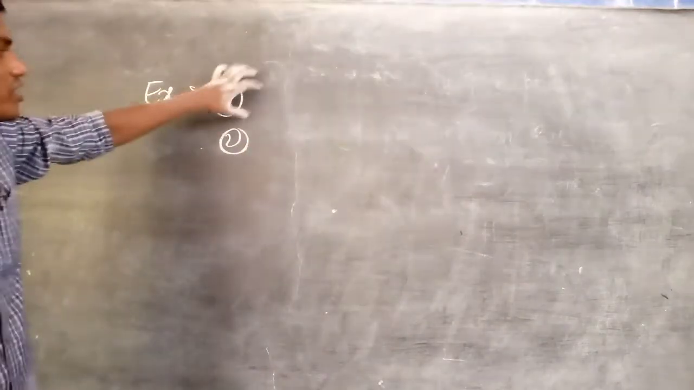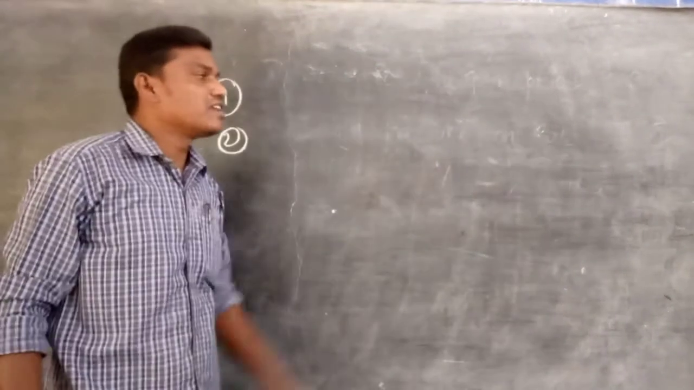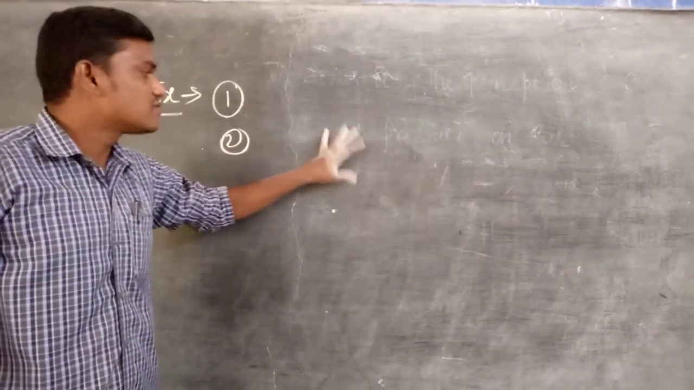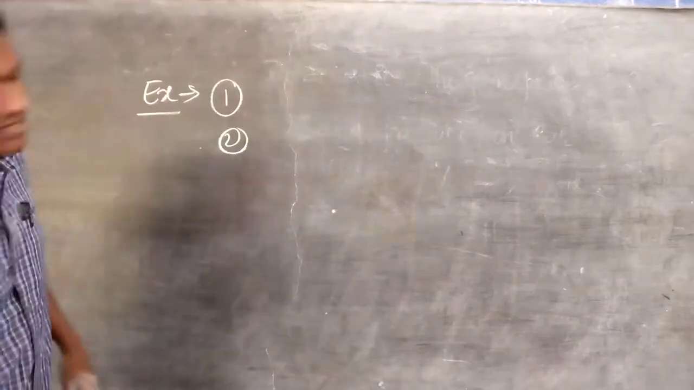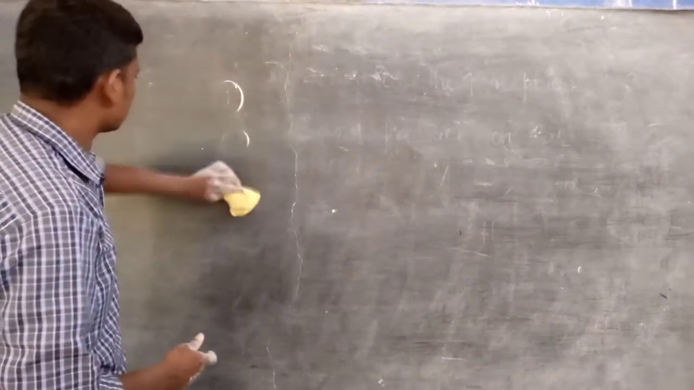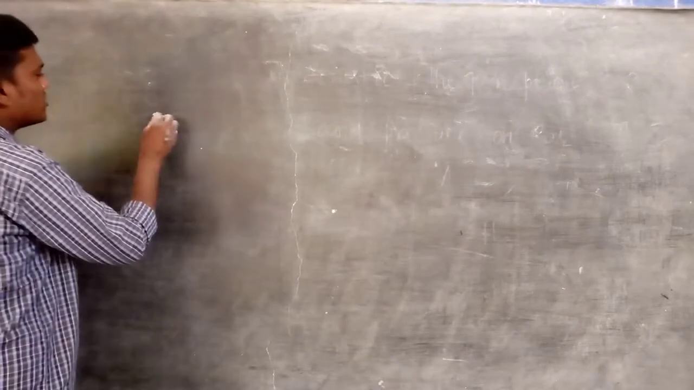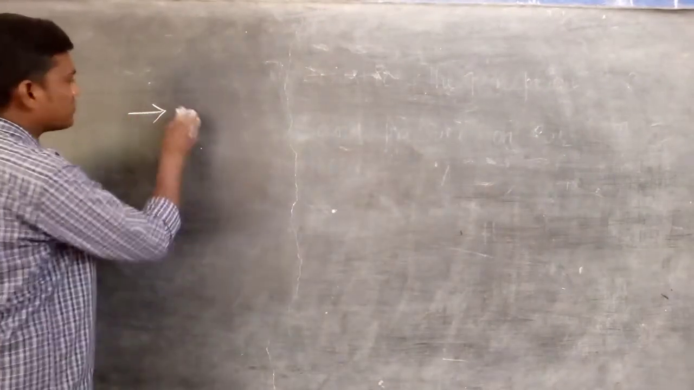So how many examples did I tell? First one is roaring of a lion has more loudness than the barking of a dog. Second one, men's voice has more loudness than the women's voice. In this one, some important things we will discuss.